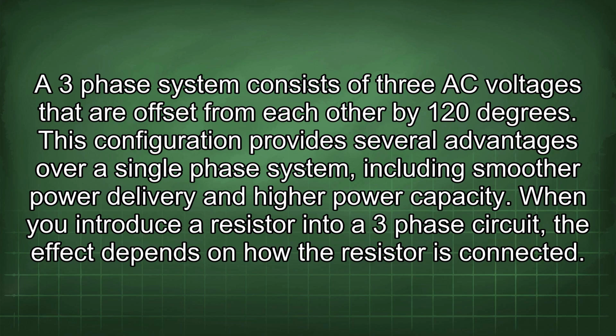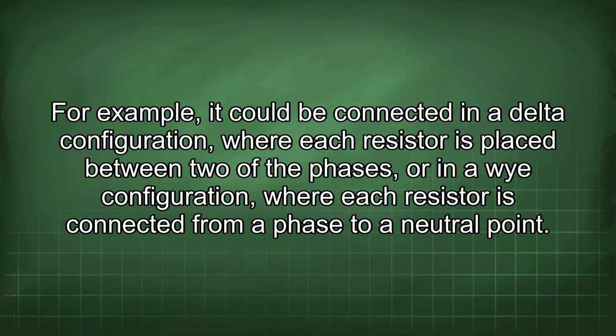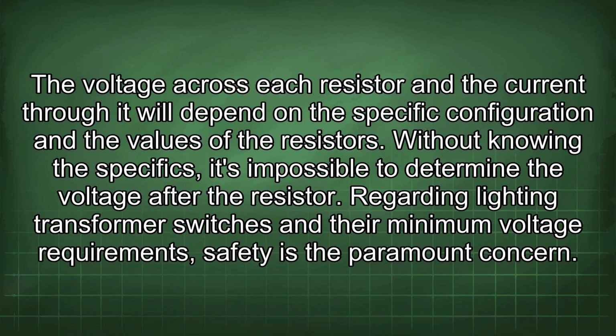When you introduce a resistor into a three-phase circuit, the effect depends on how the resistor is connected. For example, it could be connected in a delta configuration, where each resistor is placed between two of the phases, or in a Y configuration, where each resistor is connected from a phase to a neutral point. The voltage across each resistor and the current through it will depend on the specific configuration and the values of the resistors. Without knowing the specifics, it's impossible to determine the voltage after the resistor.